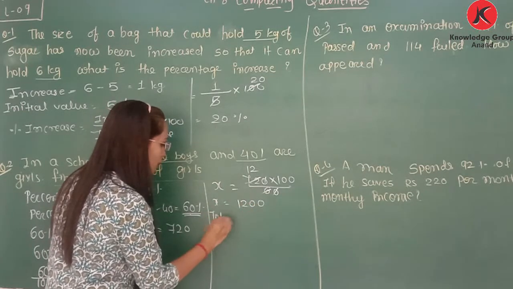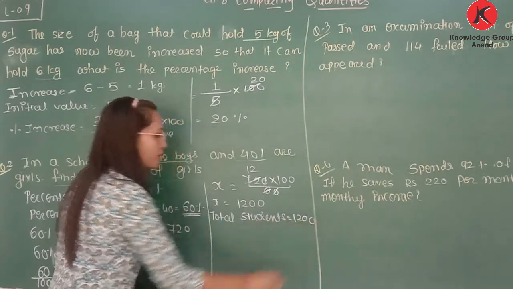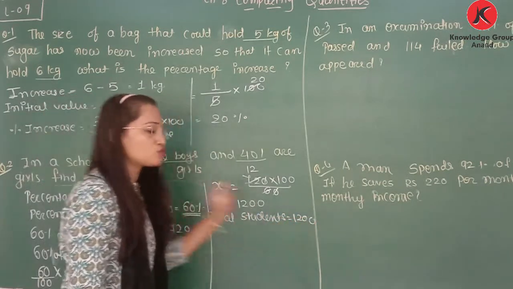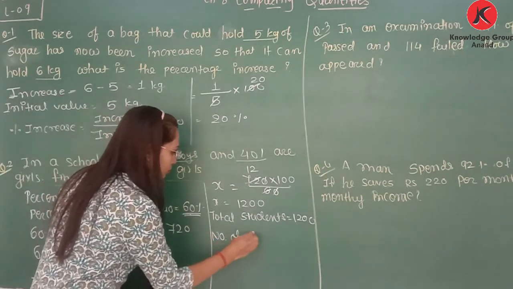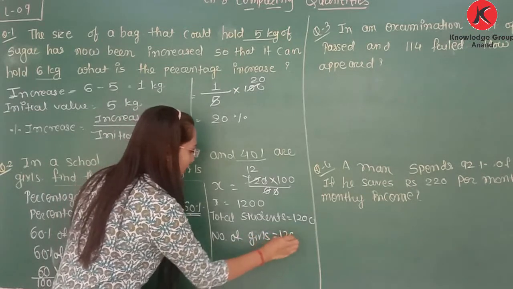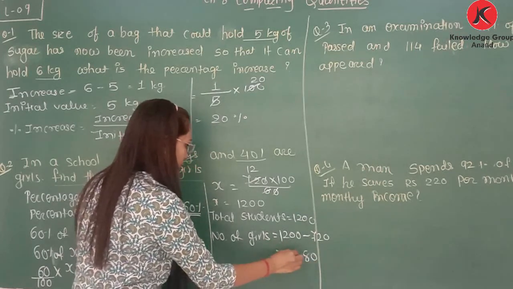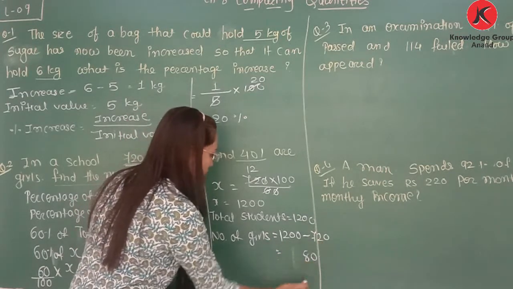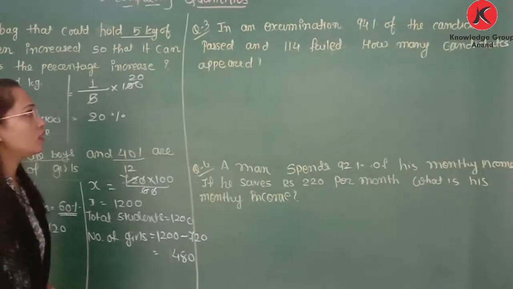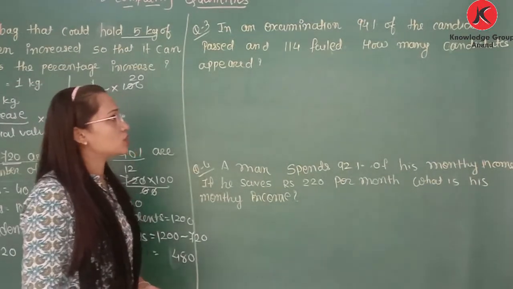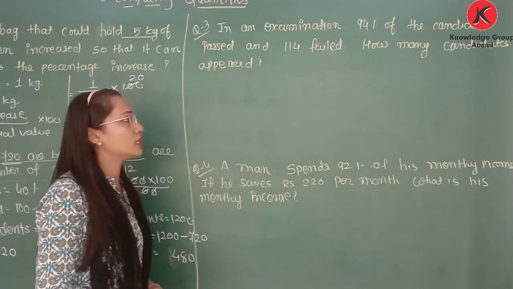It means total students is equal to 1200. Now from the total 1200 students, 720 are boys. So the number of girls is 1200 minus 720, that is 480.